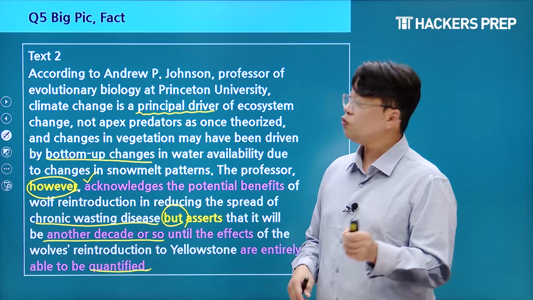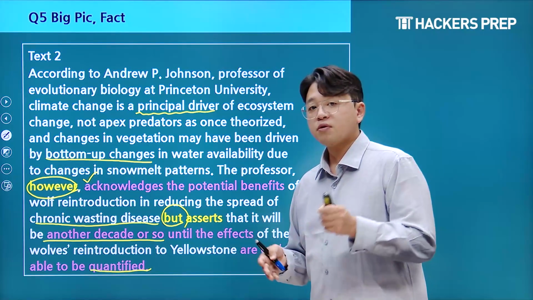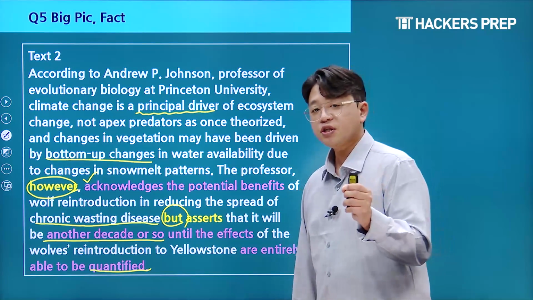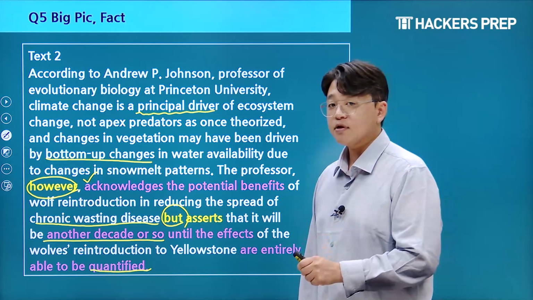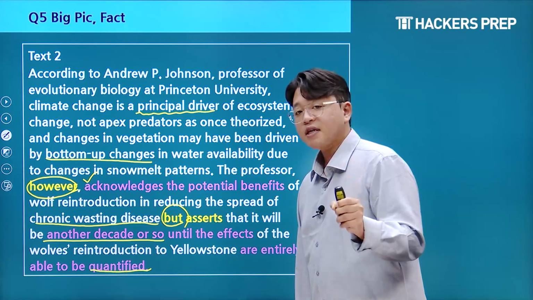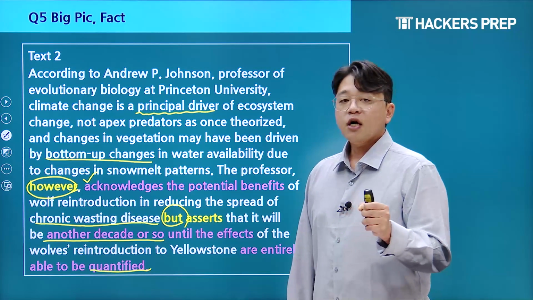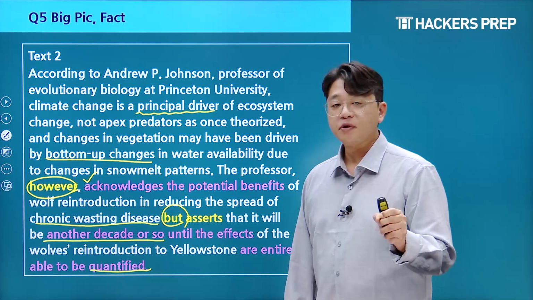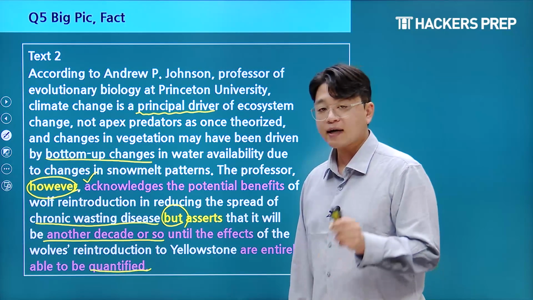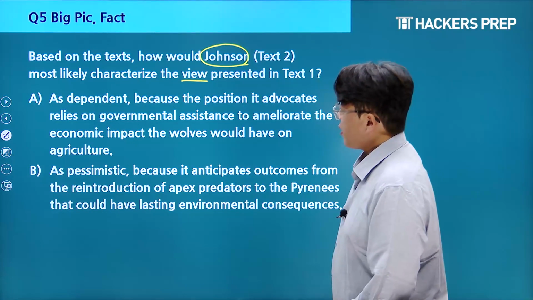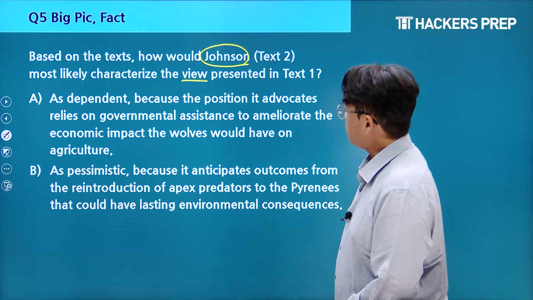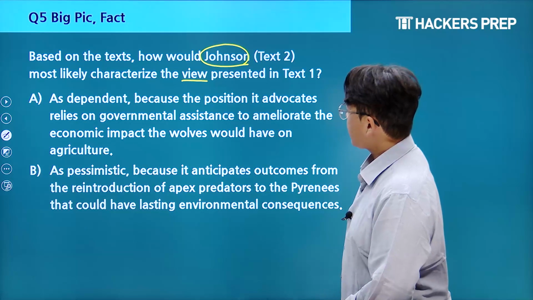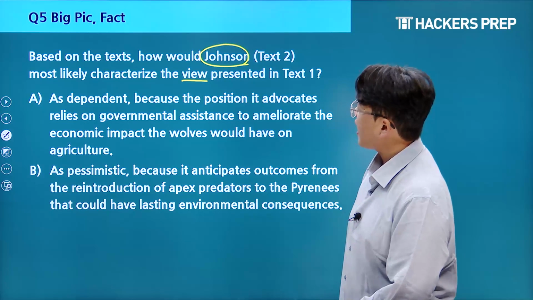Obviously, Johnson in text 2 would not completely agree with the view in text 1, and the overall position regarding the view in text 1 is negative. So keep that in mind. When you're examining the answer choices, also keep in mind that because we're being asked about text 2, the information in the answer choice should be based on text 2, not on text 1. So keep that in mind. All right, A, as dependent, because the position it advocates relies on governmental assistance to ameliorate the economic impact the wolves would have on agriculture.